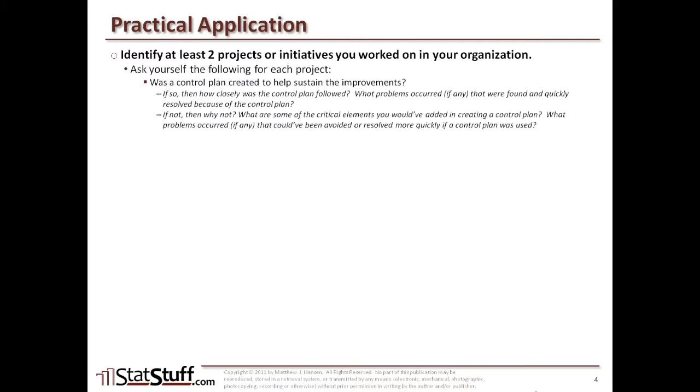But if there was not a control plan that was used, then why wasn't one used? And what are some of the critical elements that you would have added in creating a control plan? And what problems occurred, if any, that could have been avoided or possibly resolved more quickly if a control plan was used?